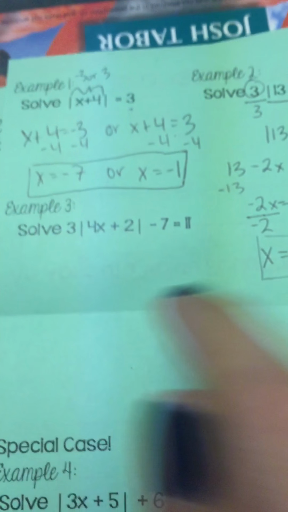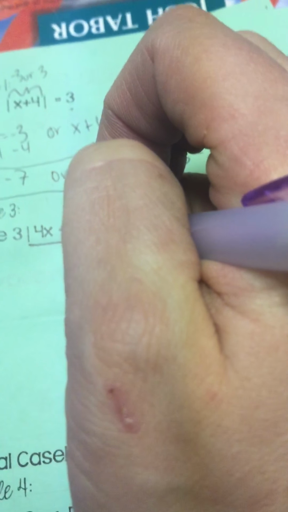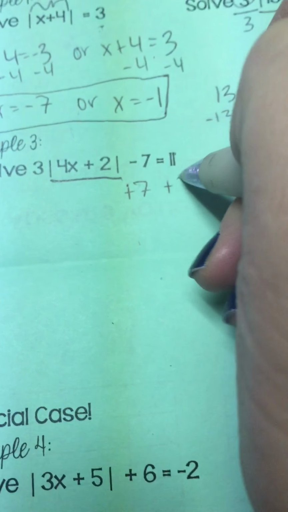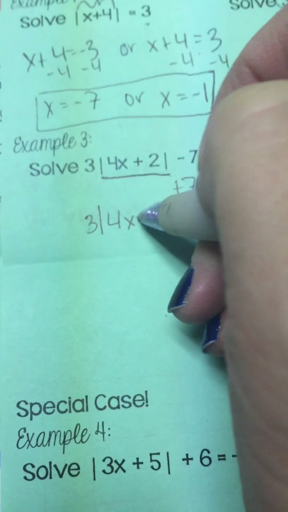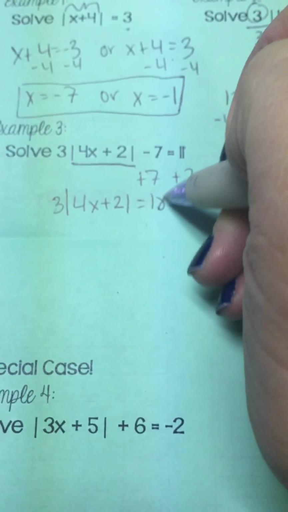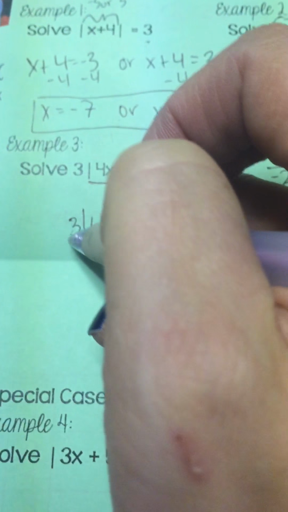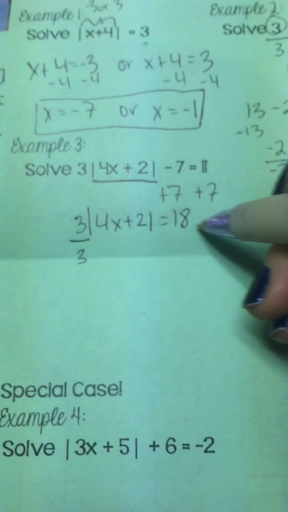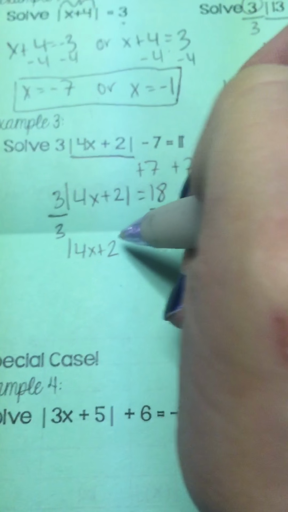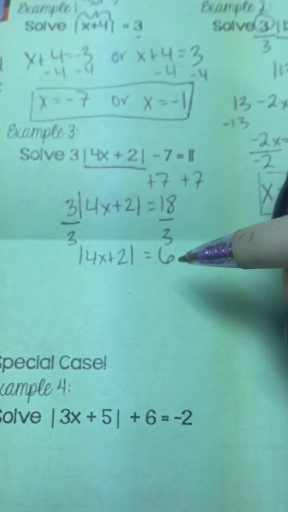Example number 3. Now you've got a few more steps in order to get the absolute value bars all alone. Remember, we cannot do anything until that part is by itself on one side. So I'm going to start by doing addition and subtraction. I'm going to add 7 to both sides. So I'm left with 3 times the absolute value of 4x plus 2 is equal to 11 plus 7 is 18. Now I can get rid of multiplying by 3 by dividing 3 from both sides. And I get the absolute value of 4x plus 2 equals 6.